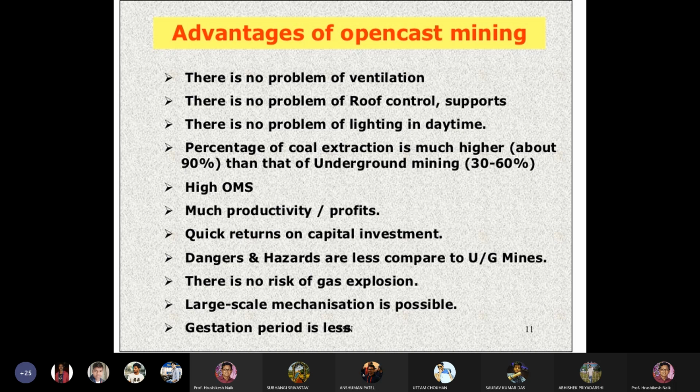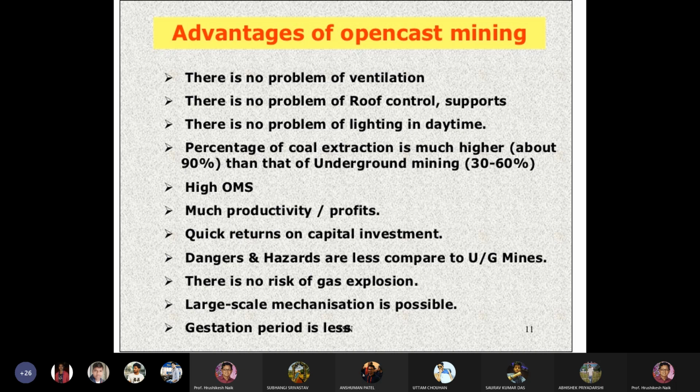In open cast mining, you get higher output per man shift. OMS is high in open cast mines compared to underground mines. And also in open cast mines, you get more productivity and more profits. More productivity and more profit is obtained from surface mines or open cast mines compared to underground mining. And you get quick returns on capital investment. Whatever money you invest in the mine, you will get it back very quickly in open cast mining. Dangers and hazards are less compared to underground mining.